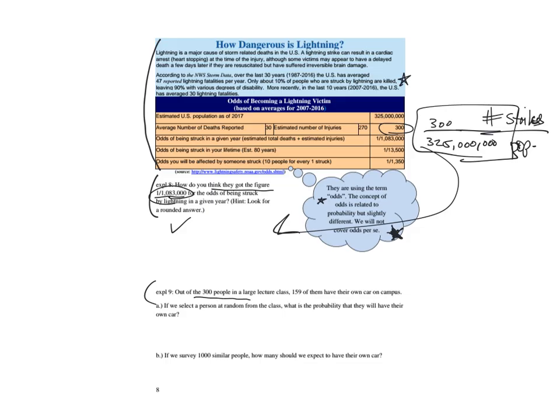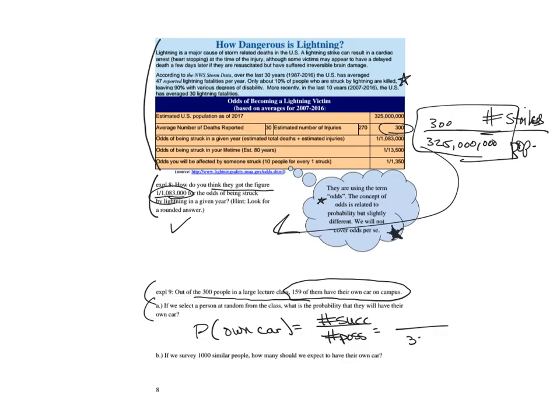Okay. Number 9, again, is here because your homework has one just like it. It says out of the 300 people in a large lecture class, 159 of them have their own car. So, part A, if we select a person at random from the class, what's the probability that they have their own car? Simply say number of successes over number of possibilities. There's 300 possibilities for people in the classroom. 159 of them have their own car.